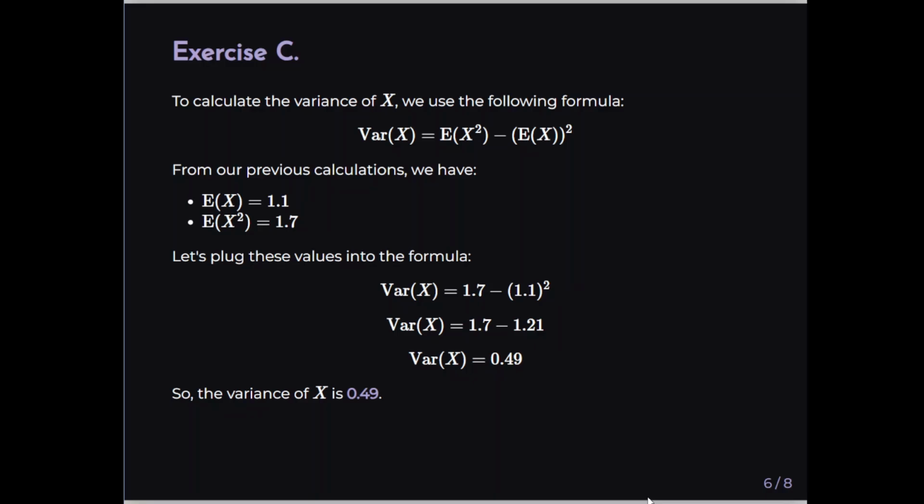So from the previous calculations, we have the expected value of x equals 1.1 and the expected value of x squared equals 1.7. So essentially we put these into our formula. The variance of x is 1.7 minus 1.1 squared, which is 1.7 minus 1.21, which leaves us with a difference of 0.49. So the variance of x equals 0.49. And that is the answer.